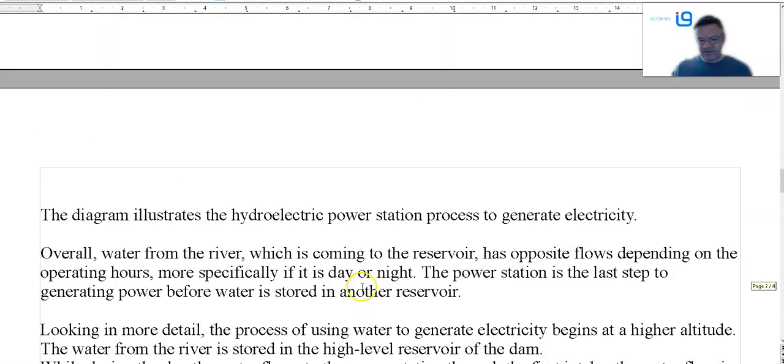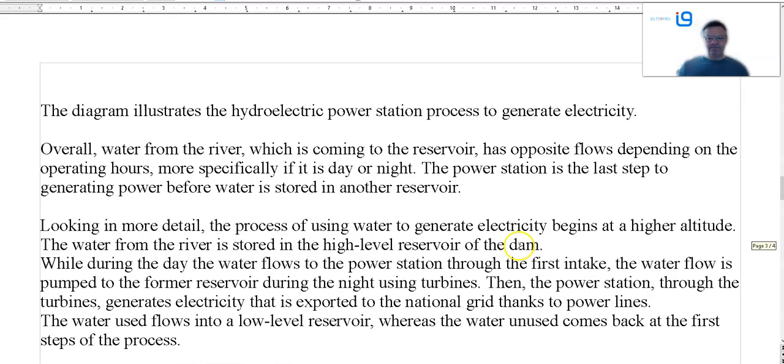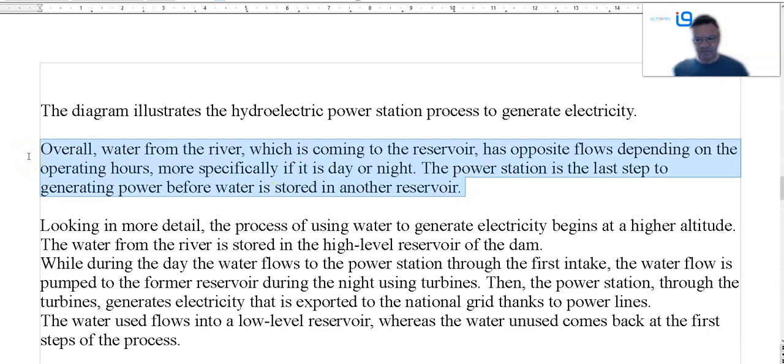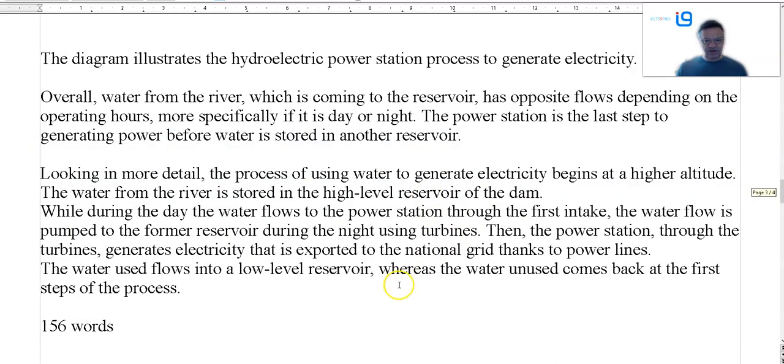Okay, let's see what else we've got then. Power station processing electricity, water from a river, opposite flows. It's day or night. Okay, that overview could be a little better. So essentially there's two stages. Water flows down in the day, flows back up, or is pumped back up at night, and that's it. Power water storage in a reservoir, looking in more detail, processing activity at high altitude. The water will be stored at high level, but during the day, during the night. Power station for electricity.